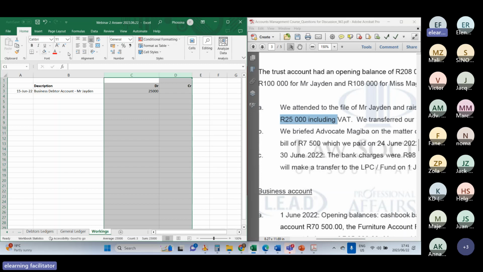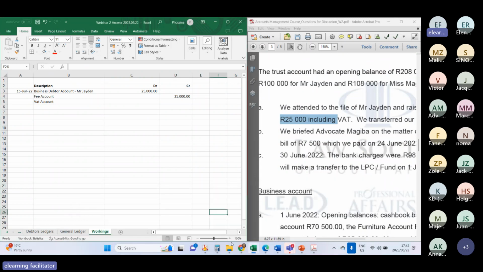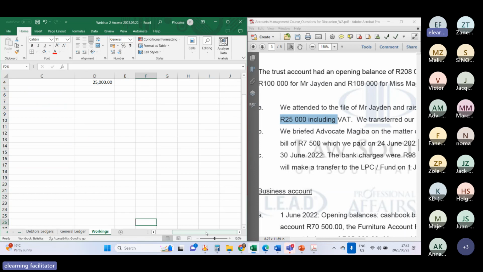But we are told that this 25,000 that we have given our debtor is also including VAT. So if it's including VAT, then it means besides our fee, there's a component of VAT in that 25,000. So we're going to credit our fee account, and we are going to credit the VAT account. So we need to do a split of this 25,000. So for our fee, it's going to be 25,000. I hope you can see this.